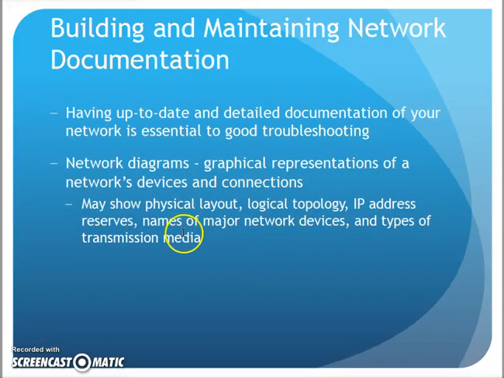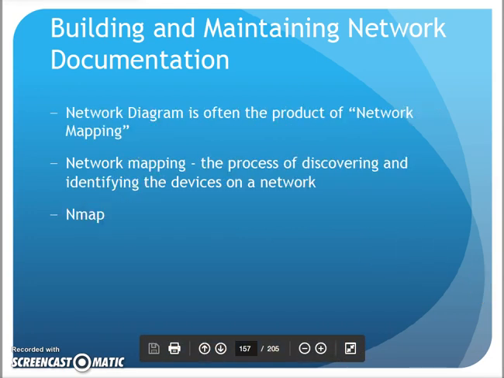I need a diagram showing different things like the physical layout of my network, logical topology, IP address, devices, media, that way I can consult them to help me with problems and troubleshooting. Now, my network diagrams are often a product of network mapping. If my entire network can fit in one closet, I could stand there with a piece of paper or a computer program and draw my network map. But when it starts getting over multiple closets and multiple floors and multiple buildings, it's tough to capture all that.